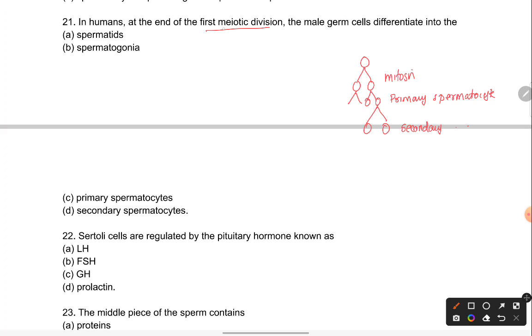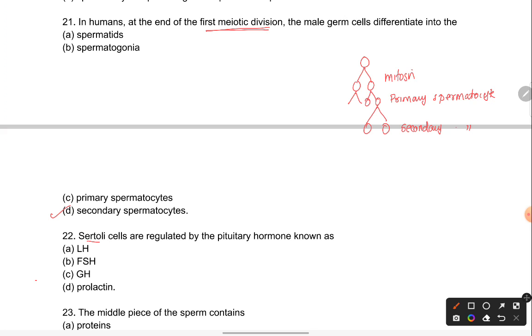Now see the question again. In humans, at the end of first meiotic division, the male germ cells differentiate into which cells? Secondary spermatocytes. So the correct answer is secondary spermatocytes. Okay. Now question number 22. Sertoli cells are regulated by the pituitary hormone known as LH, FSH, GH, or prolactin.